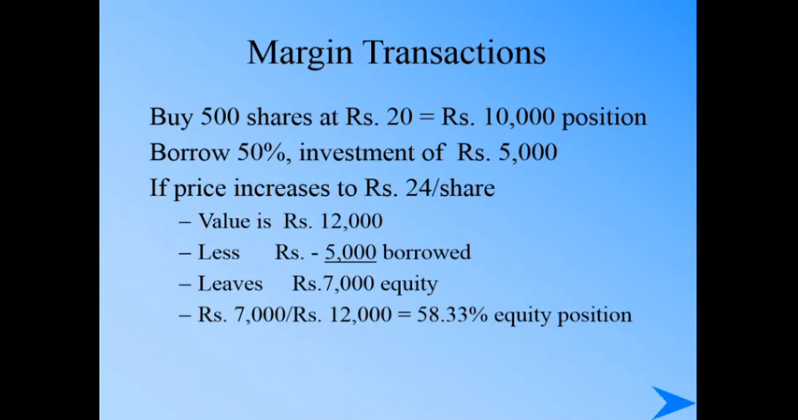Your initial margin was 50%, but now how much is your margin? Your equity of 7,000 divided by the current value of the stock, that is 12,000. The answer that you will get is 58.33%. So once the price increases from 20 to 24, your margin increases from 50% to 58.33%.